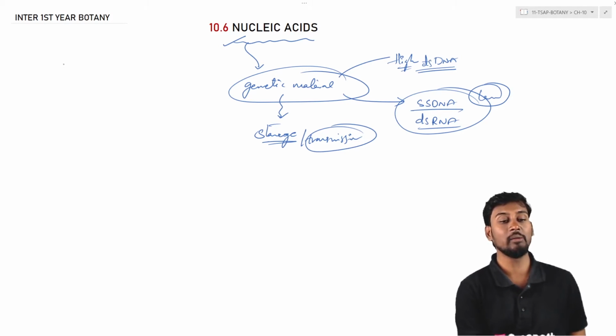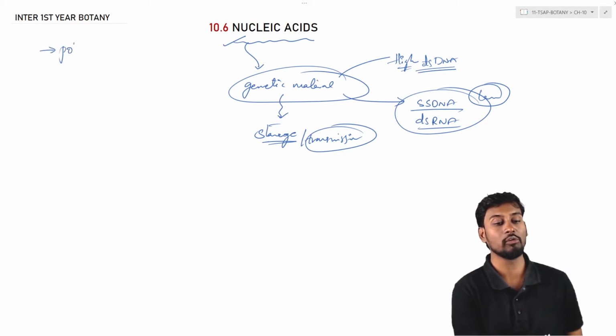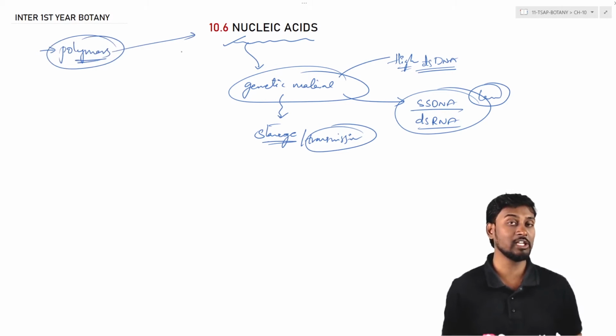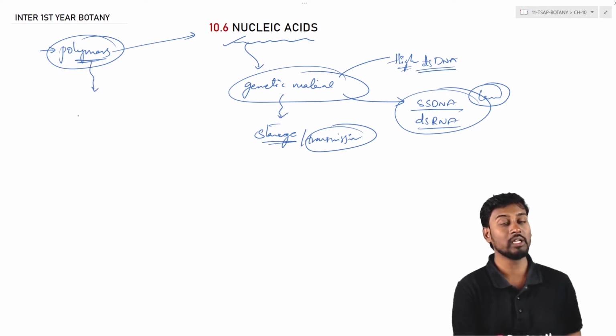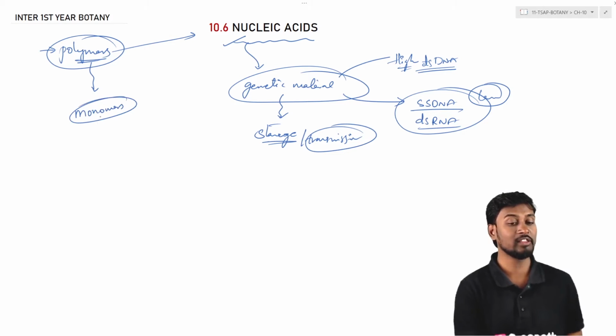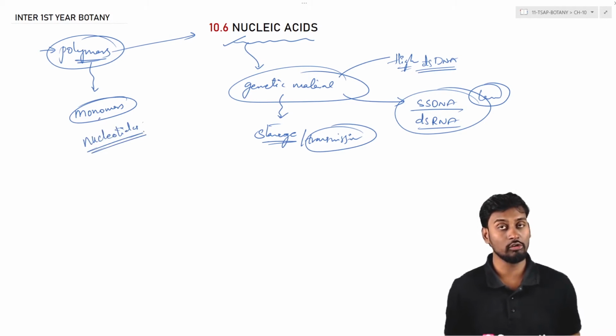We can also talk about nucleic acids in another way, that is, they are polymers. Whether it is DNA or RNA, they are polymeric molecules, made up of monomeric forms. So what are the monomeric forms which make up the polymeric nucleic acid? These monomers are called nucleotides. The nucleotides are molecules joined together by phosphodiester bonds to form a polymeric molecule, that is, the nucleic acid.